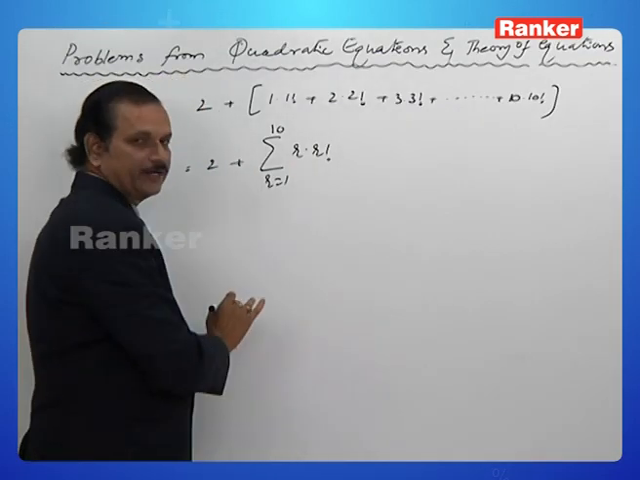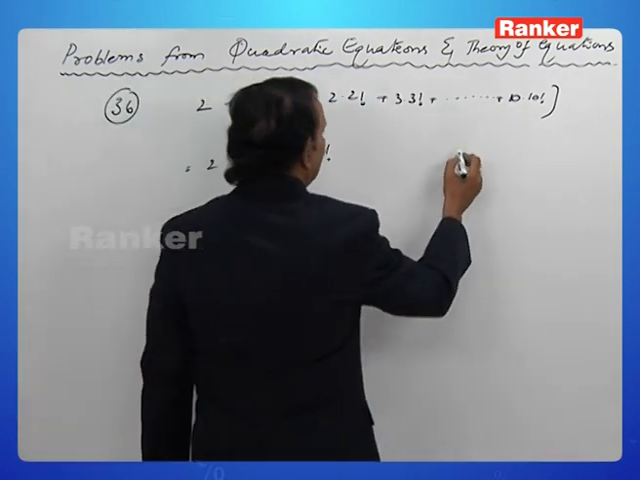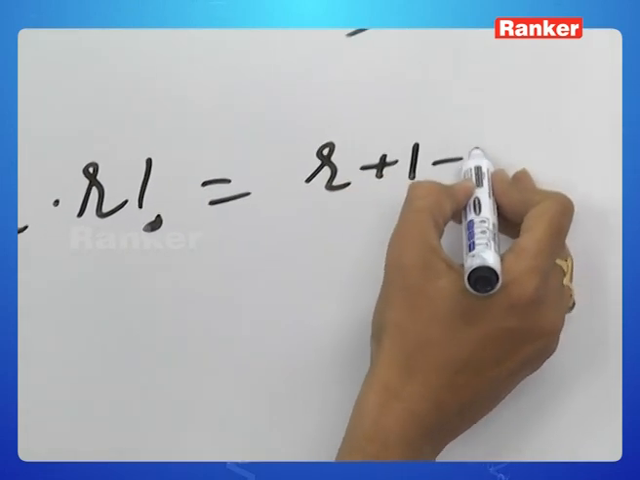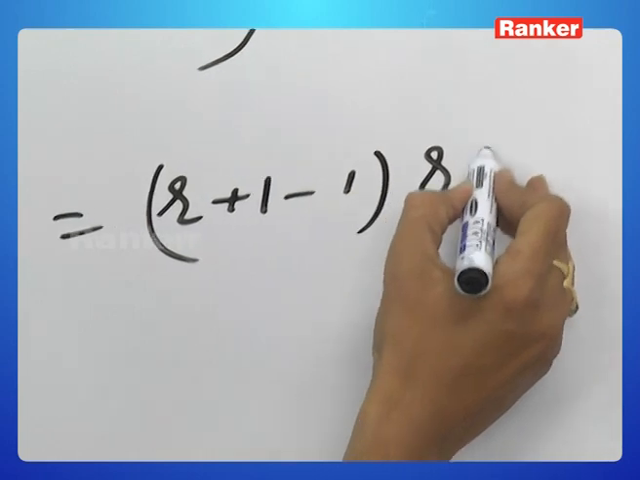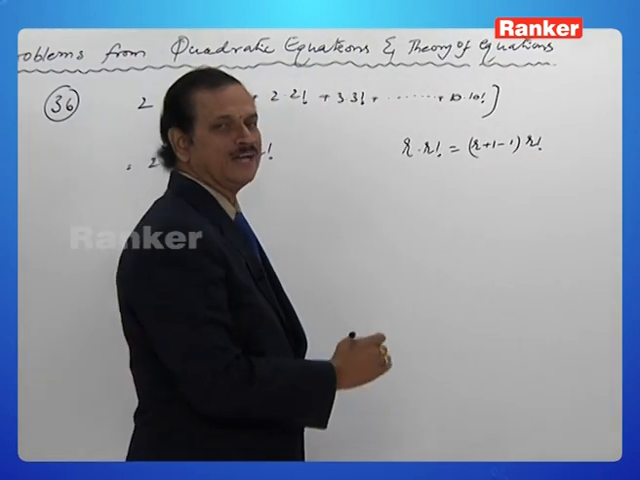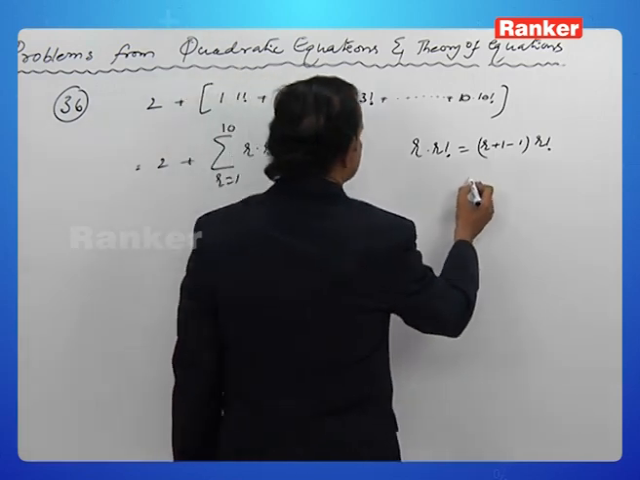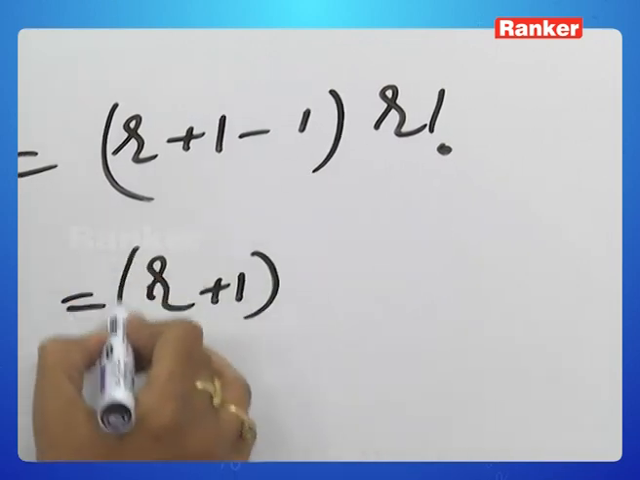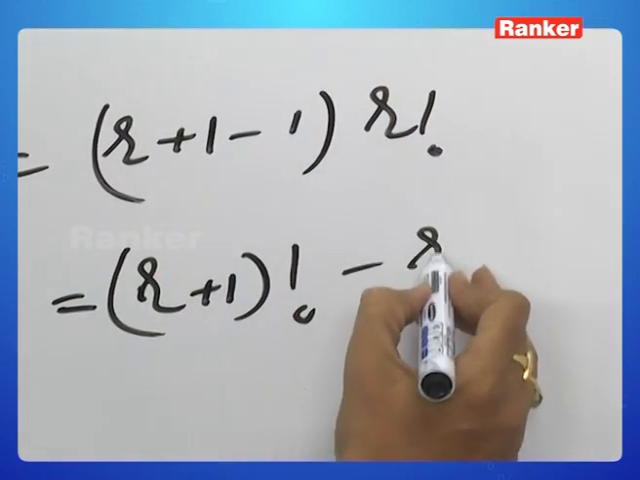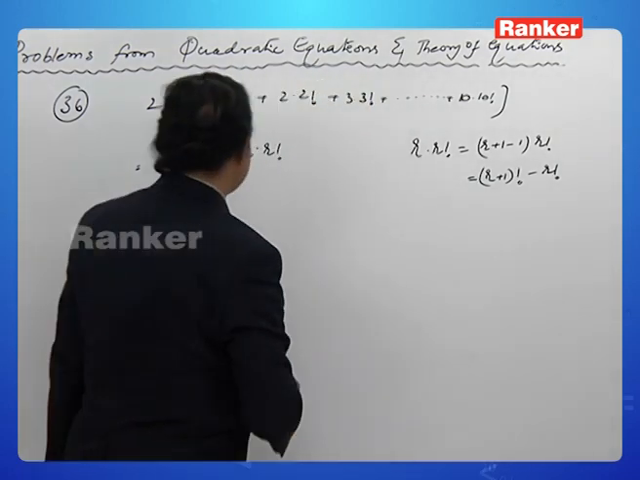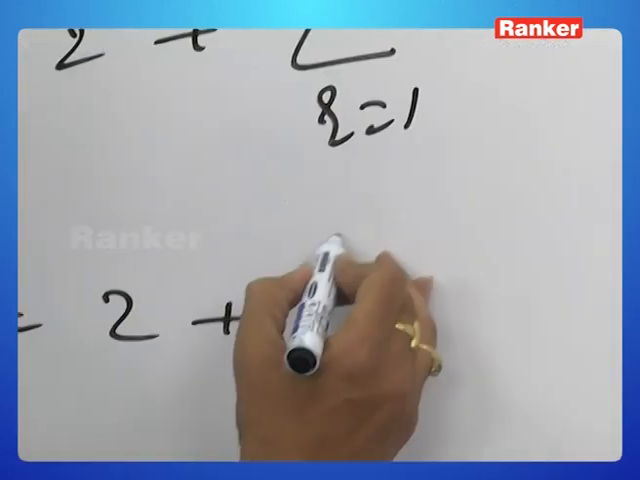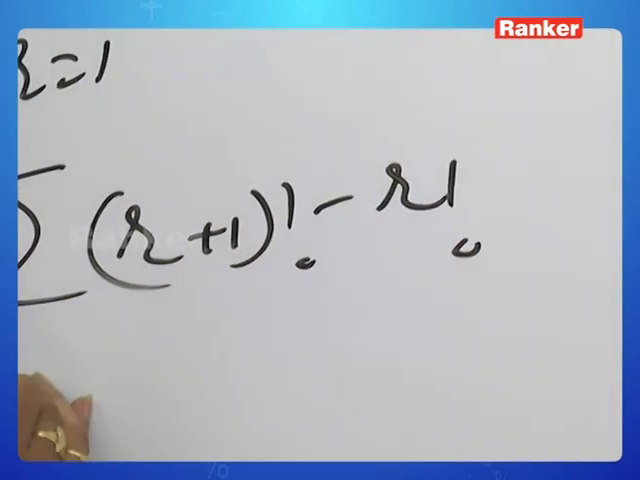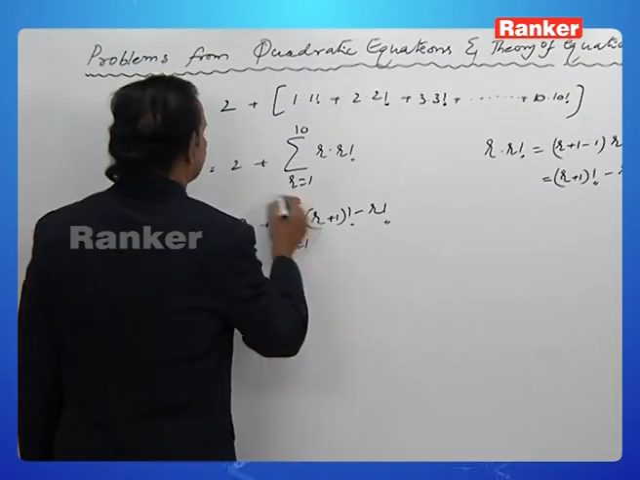Let it be like this only. Don't touch it. Come here. R into r factorial can be taken as r plus 1 minus 1 into r factorial. Any problem? I have added 1 and subtracted 1. So that what is going to happen? R plus 1 into r factorial is r plus 1 factorial, minus 1 into r factorial, r factorial. Therefore, this can again be taken as sigma of r plus 1 factorial minus r factorial, r is equal to 1 to 10.